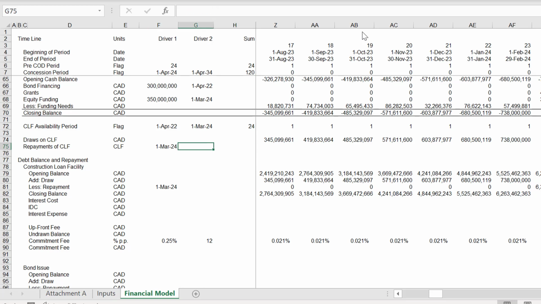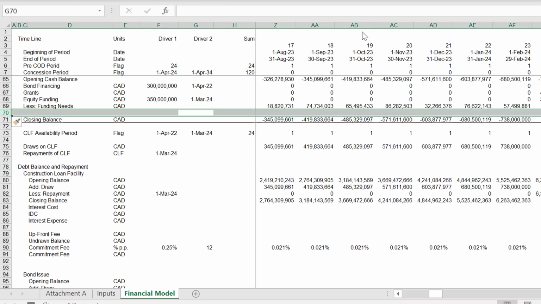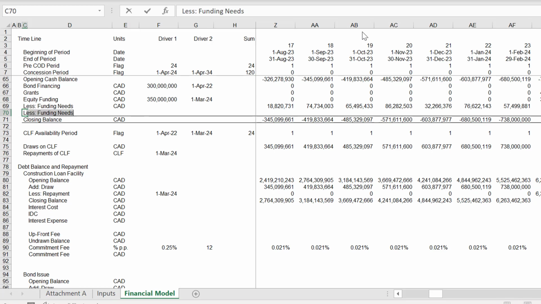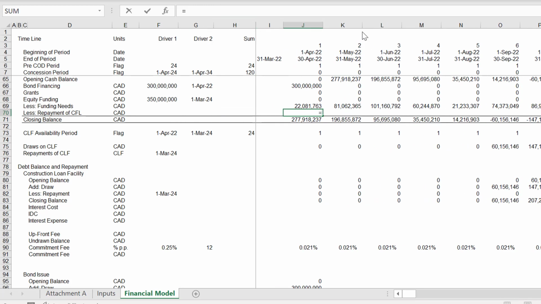And you know what we could do? Let's stick the repayment right up here. Okay, and let's put less the repayment of the CFL. I hope we don't have a circular reference. I'm afraid of a circular reference. If this causes a circular reference, we're going to try something else.